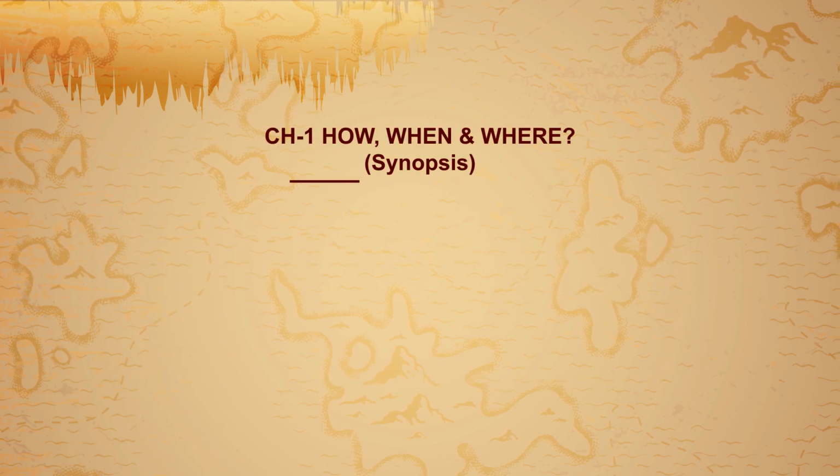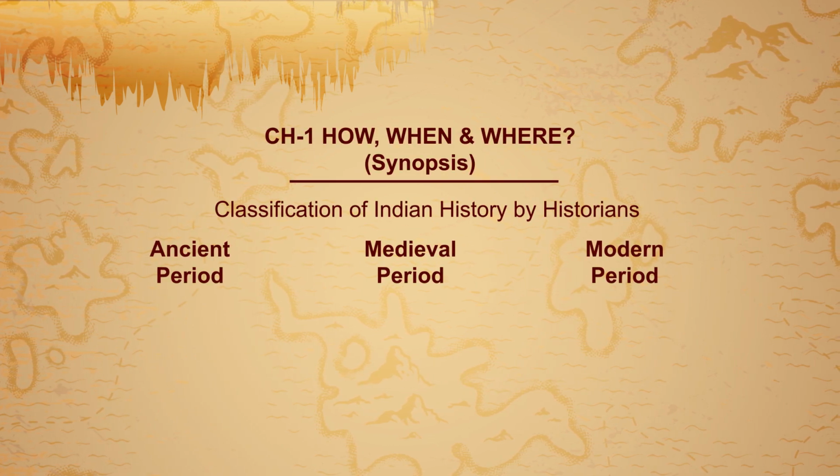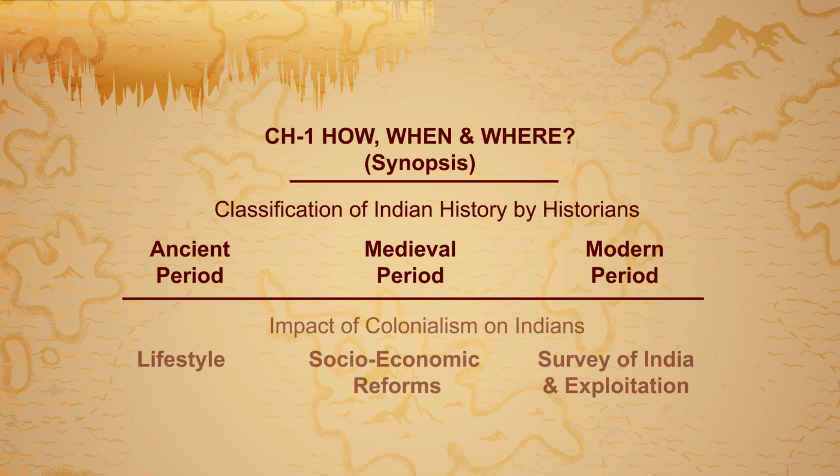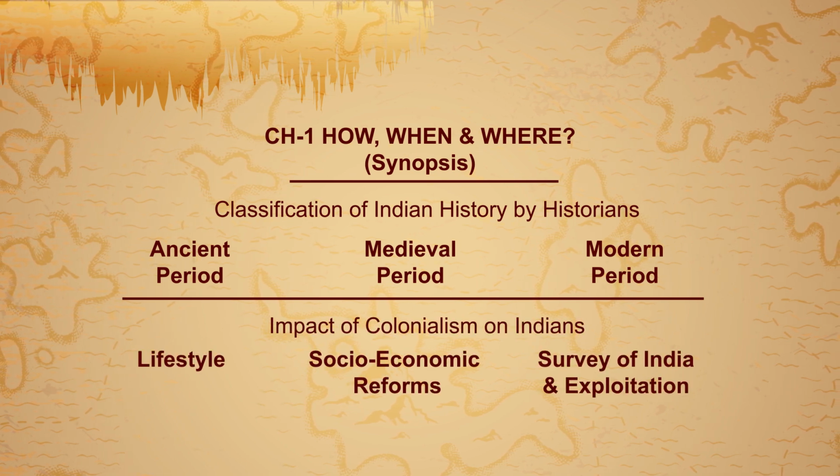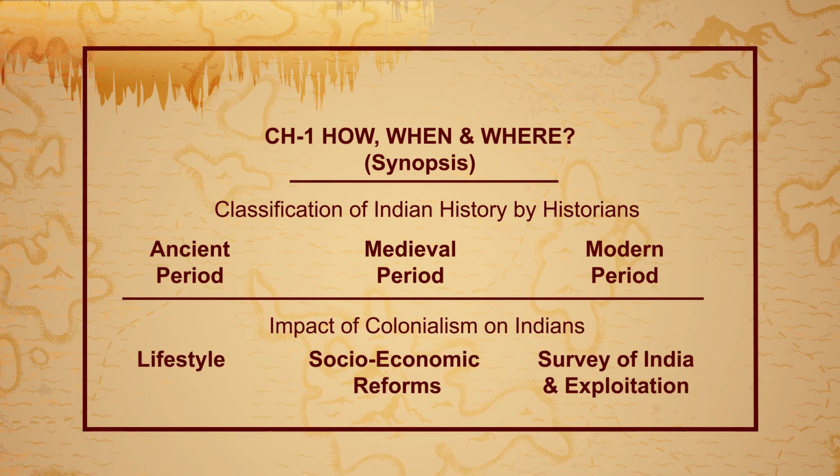In the last chapter, we learned how the historians classified the Indian history and what impact British colonialism had among different sections of the Indian society.